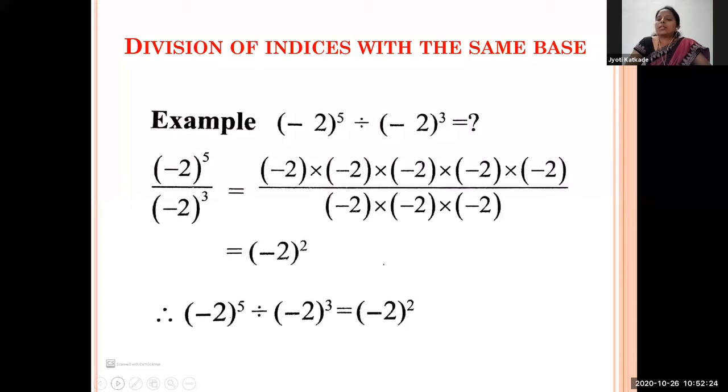So by using division rule, minus 2 raised to 5 divided by minus 2 raised to 3, we get minus 2 raised to 2. So see which is the rule. That is a raised to m divided by a raised to n is equal to a raised to m minus n. Means when division is there and base is same, then subtract the power of that number from each other.